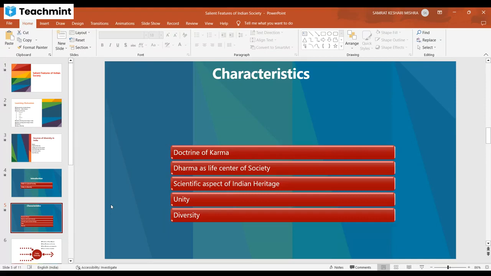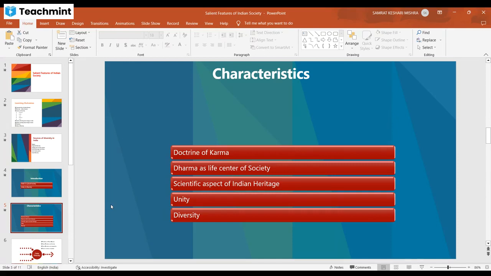Then there is diversity. Diversity in practical terms means difference, but in a social context diversity is very specific. Diversity is collective difference among people, maybe in terms of language, geography, economy, region, religion and many more.